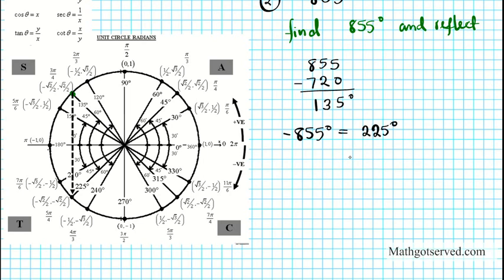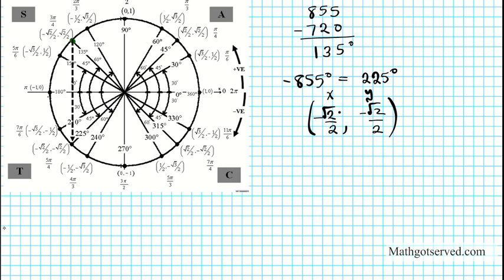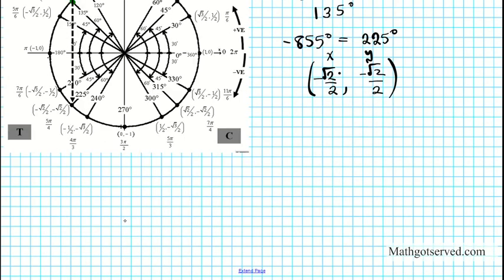What we need to extract for negative 855 degrees is this coordinate right here. So we need negative root 2 over 2 and negative root 2 over 2. Now, this is the x coordinate and this is the y coordinate. Now what we're going to do next is start using our unit circle ratios to generate all 6 ratios. So let's start out with sine. Sine theta, in this case theta is negative 855.